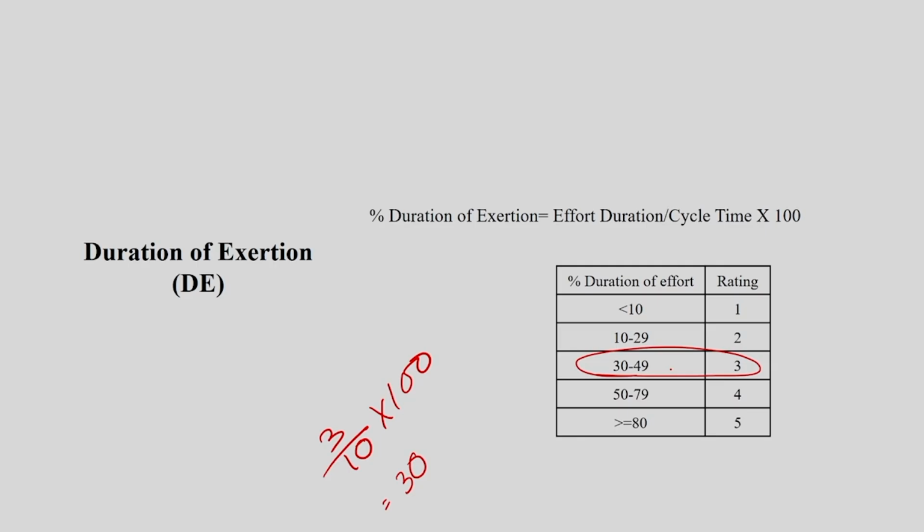So, here also you can have a rating. If it is less than 10 percent, then it is 1; 10 to 29, 2; 30 to 49, 3; 50 to 79, 4; and equal to or more than 80, then it is 5. So, we can have the rating of duration of exertion. Good. Let us move to the third element.